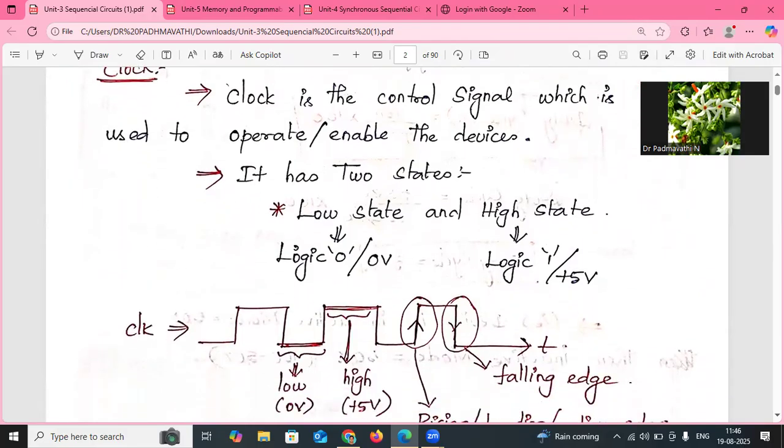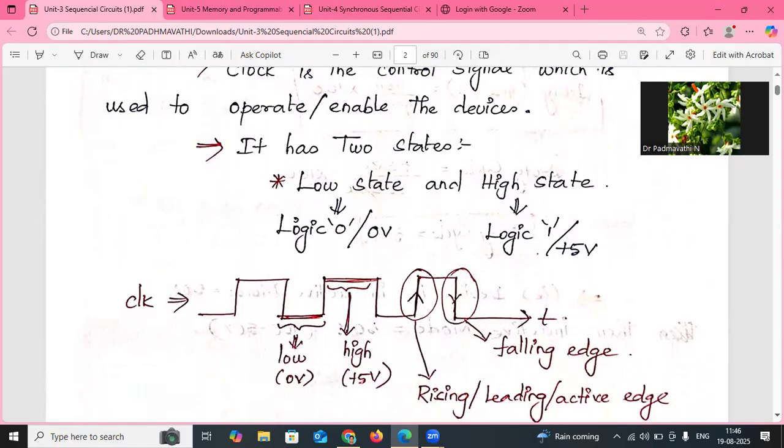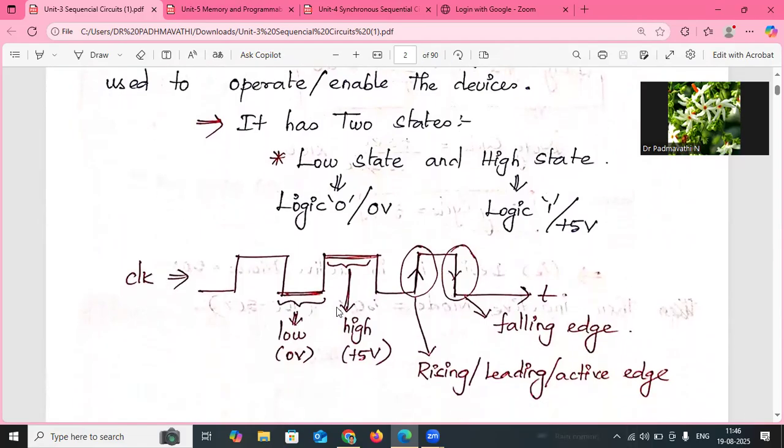One is your clock input, low input and high input. Low means 0 and high means plus 5 volt. Similarly, it can be said that logic 0 means 0 volt and logic 1 means plus 5 volt. Similarly, rising edge and falling edge, edge triggered flip-flop.